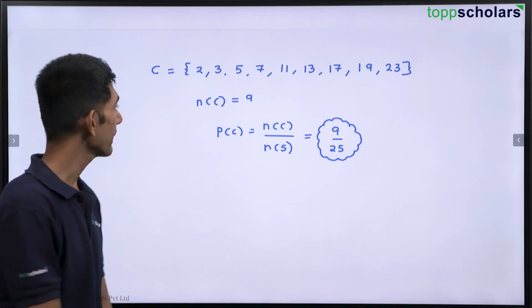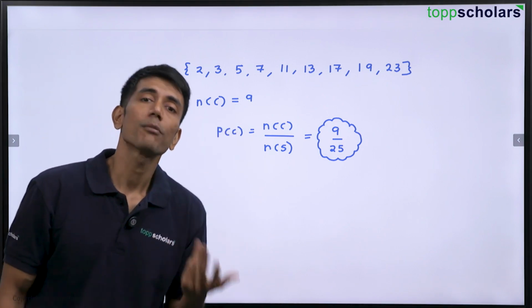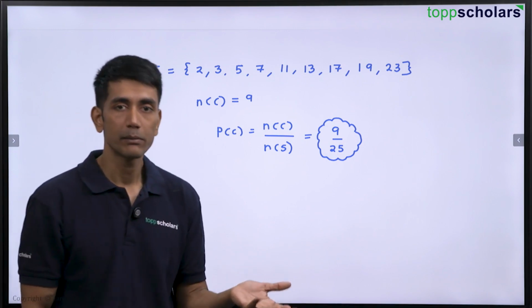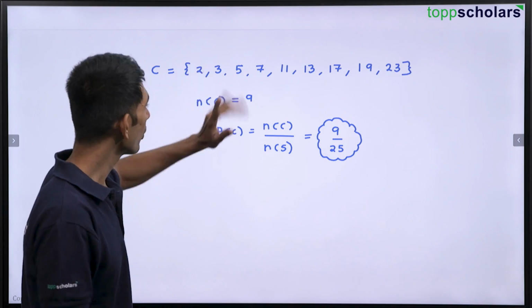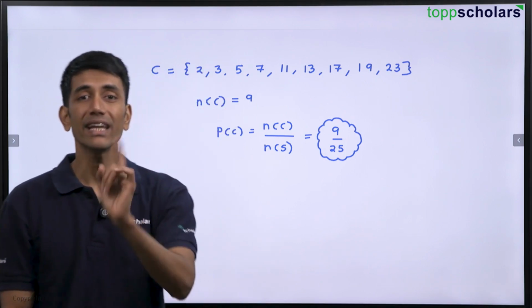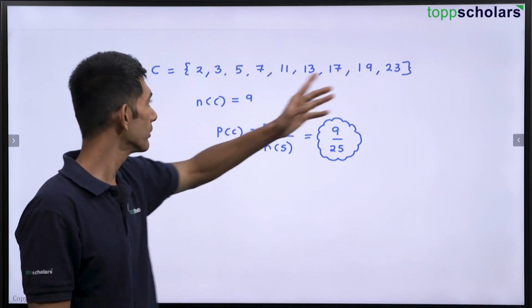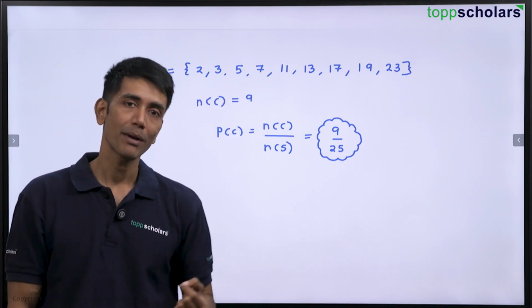So there are basically 9 prime numbers. Here they did not say odd prime numbers or even prime numbers. So we'll take all the prime numbers. Sometimes what they do is they'll say only odd prime numbers. They can trick you. In that case, don't take 2. Sometimes they can say only even prime numbers. That means don't take odd numbers, take only 2. That will be 1 by 25.